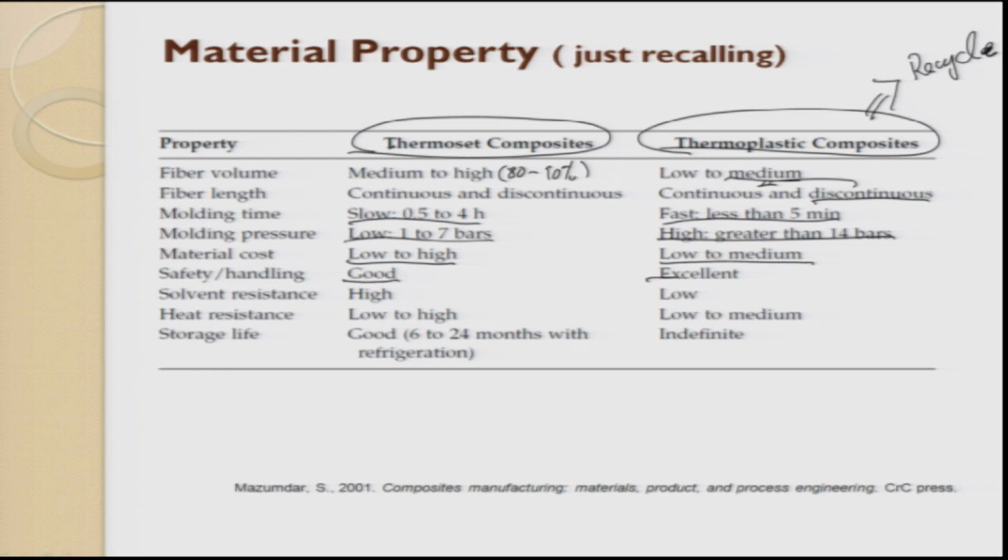Safety handling is excellent, because predominantly thermoplastic polymers are solid, available in pellet form, and they are also available in liquid form. The solvent resistance is low, because the material can be etched if you use it for acid applications. But whereas if you choose a proper thermoset, it is very high. Heat resistance is almost the same because it's a polymer material. The storage life is very good, and it is indefinite, so that means it can be stored for any length of time. So this is a recap of what we already saw. These are some of the properties you should know before making a choice for fabricating a composite.